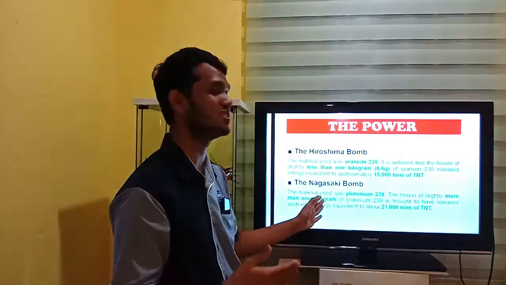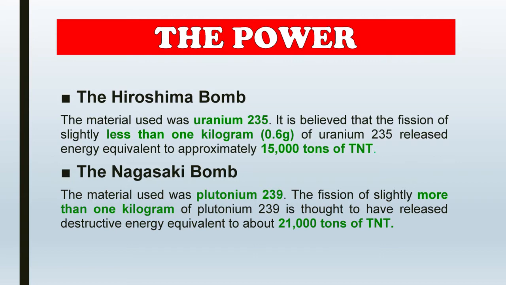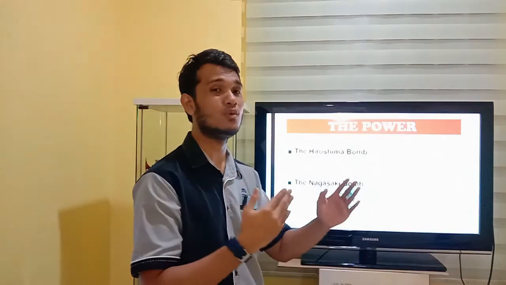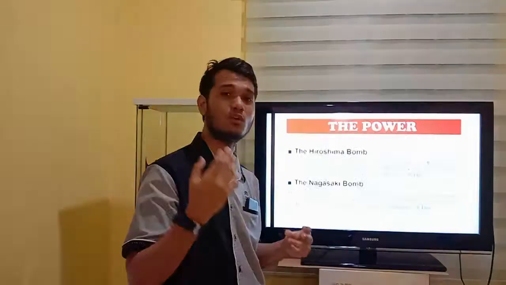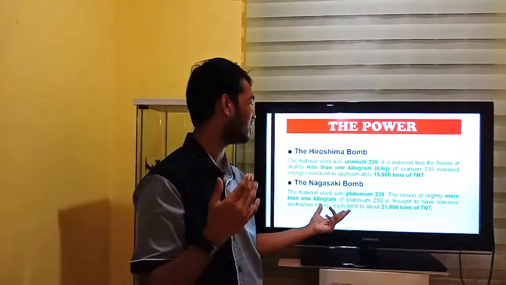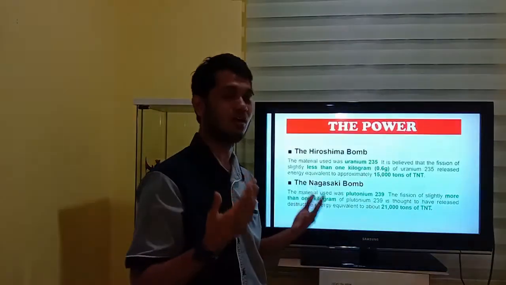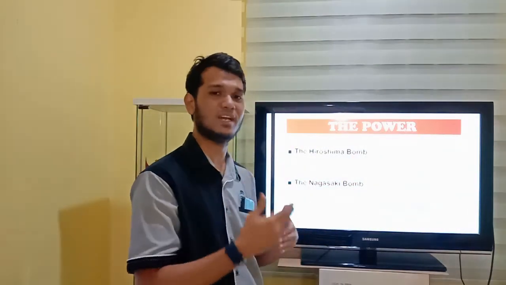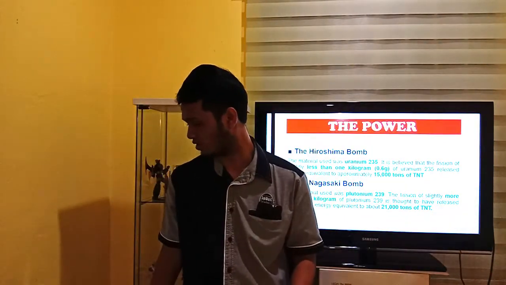And the Nagasaki bomb, so we compare it to plutonium-239, which is the fuel used in the Nagasaki bomb. The fission process occurred with 1 kilogram of plutonium and released destructive energy equivalent to about 21 kilotons. So we can see the difference in energy produced. For 0.6 gram of uranium, we have 15 kilotons. For plutonium, we need more than 1 kilogram. It's also high, but it requires more plutonium in order to make a massive explosion. So that's why uranium is being used.